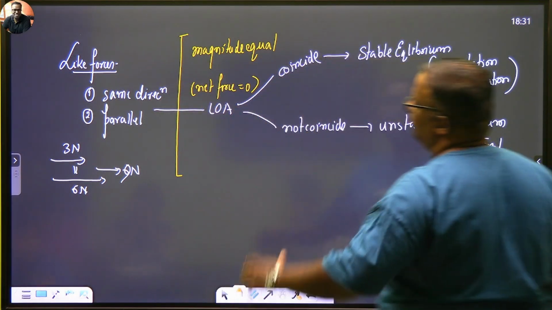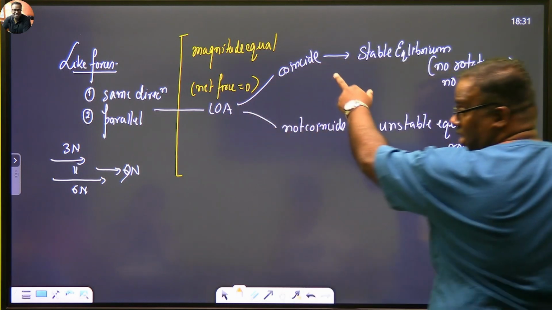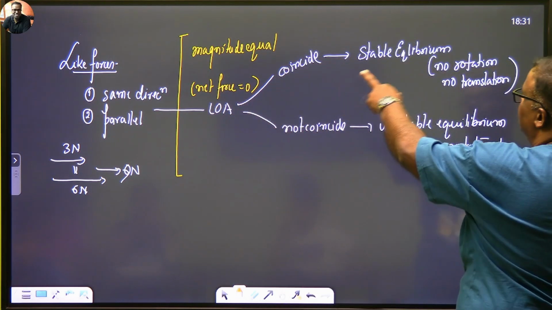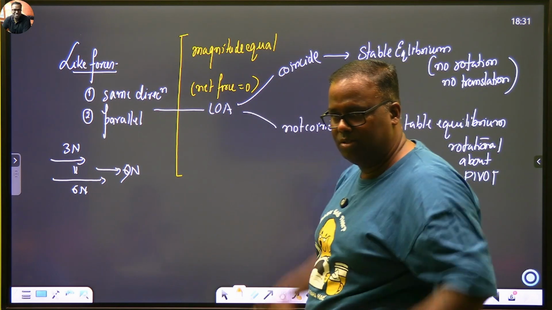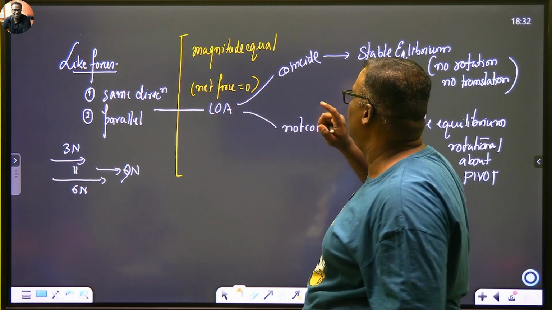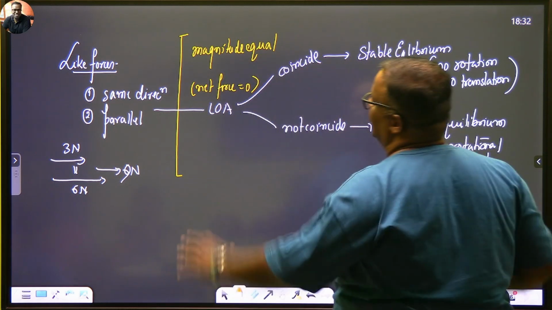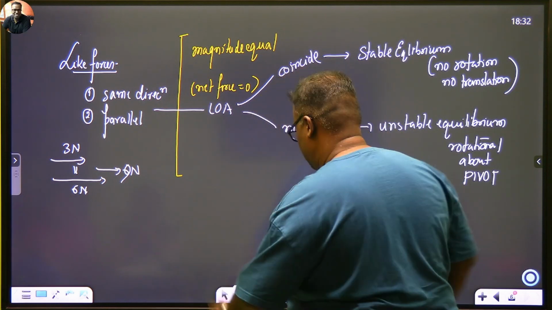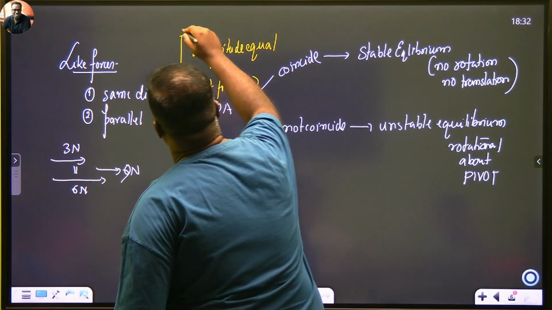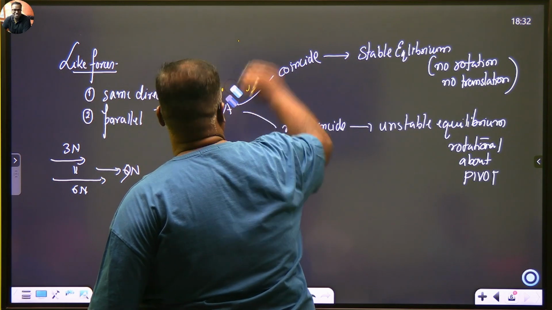When you are actually having magnitude equal and the line of action coincides, right? Then there will be stable equilibrium. If the magnitude is not equal, okay, now these are like forces. No, this discussion we can't bring here. This is for like forces only. Sorry, this part ek galti ho gaya beta. We can't bring this part here. This discussion we will. This is for unlike.